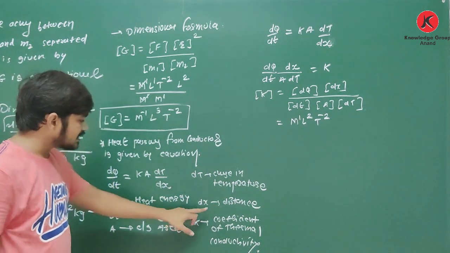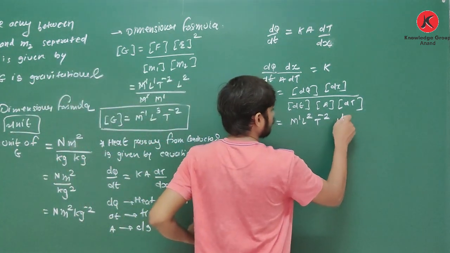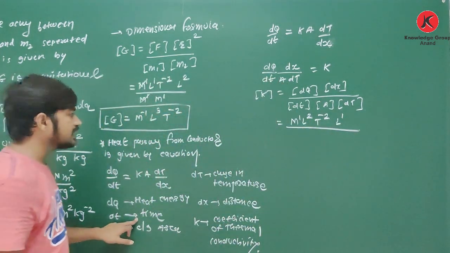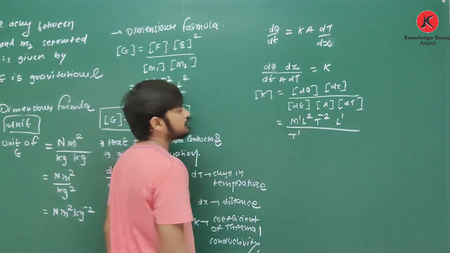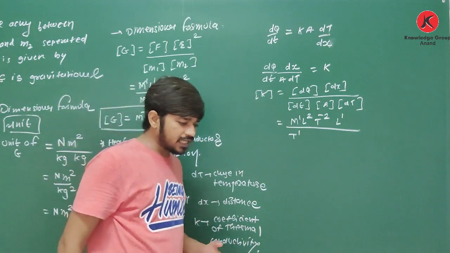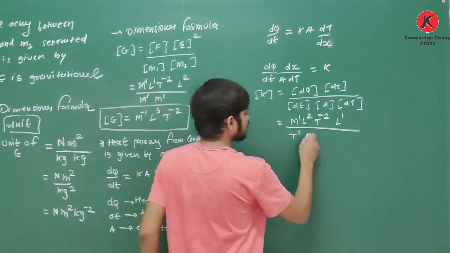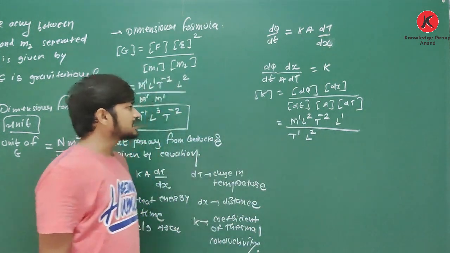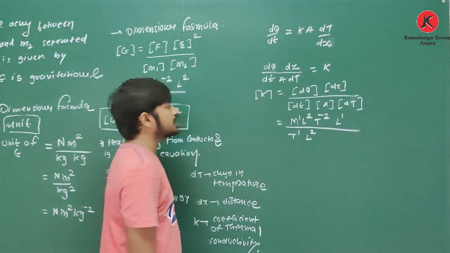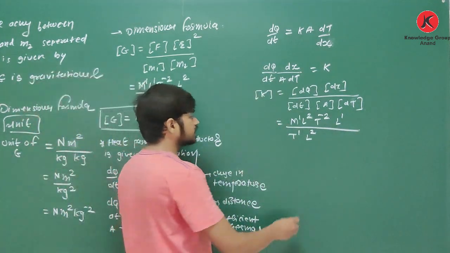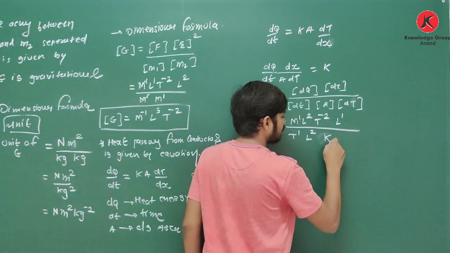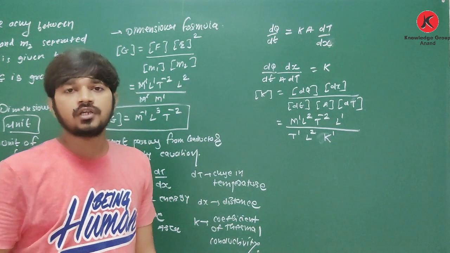dx, what is dx? It is distance, so its dimensional formula is L1. dt is time, so its dimensional formula is T1. A is cross-sectional area, any area, cross-sectional area, contact area, surface area, its dimensional formula is the same, and it is L2. Next one is dT, which means temperature. What is the dimensional formula of temperature? The dimensional formula of temperature we represent as K1.